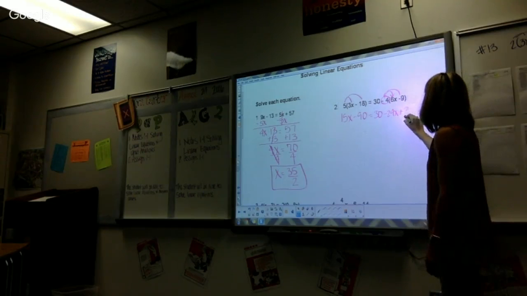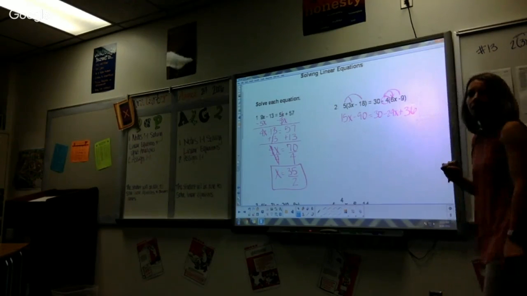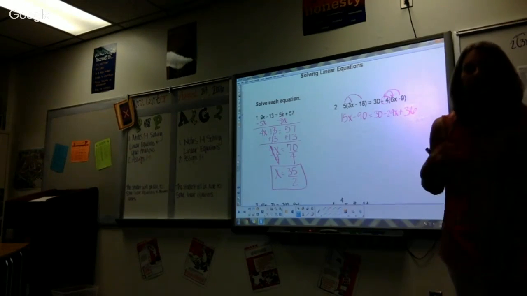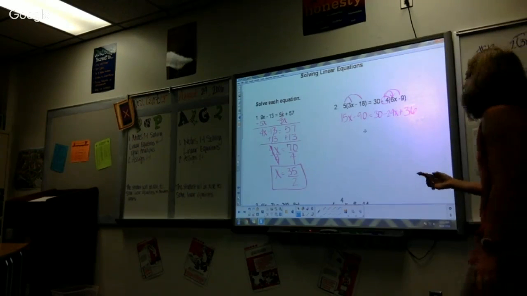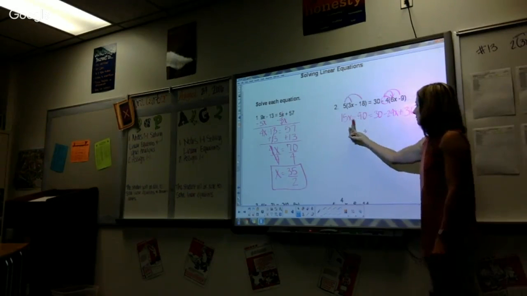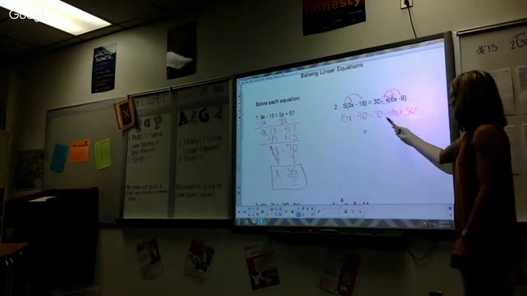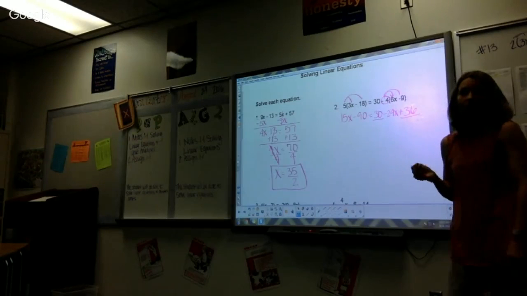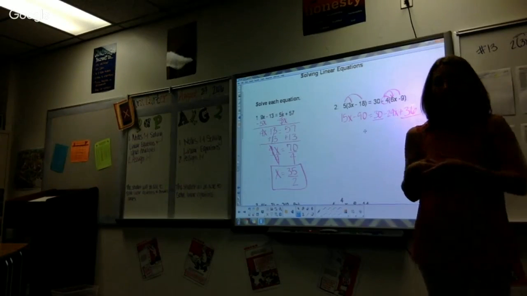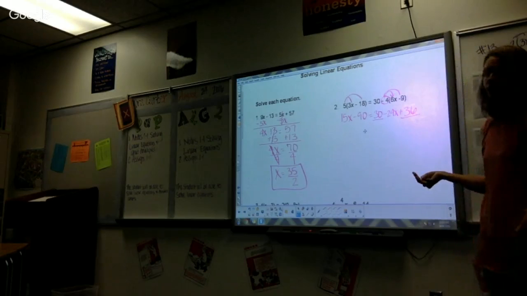is a positive 36. After we use the distributive property, we need to look to see if there's any like terms that we can combine on each side. So notice on the left side, we're not able to combine these, but notice on the right side, we can combine 30 plus 36. Now, we're not going to do the opposite there because they're on the same side of the equation. So we're just going to combine like terms.